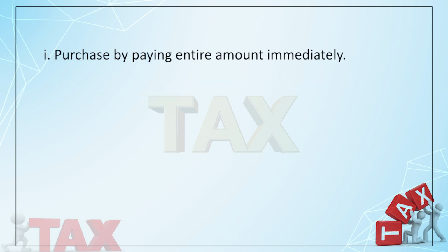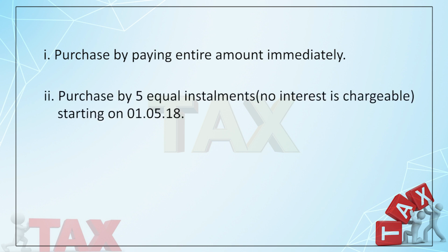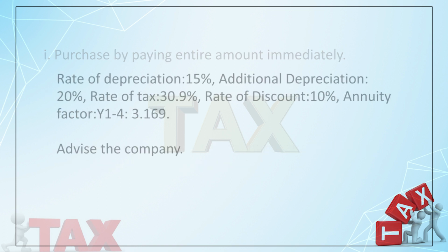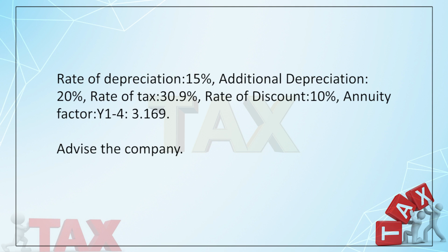The company has 3 options. They can directly pay the entire amount immediately, or they can pay by 5 equal installments for which they are not to pay any interest, once again starting from 1/5/18. Or they can acquire by payment of higher charges of rupees 22,000 per annum for 5 years, once again starting from 1/5/18. You are given the rate of depreciation, additional depreciation, rate of tax, rate of discount and the annuity factor. Now you have to advise the company: should they go for A or B or C?